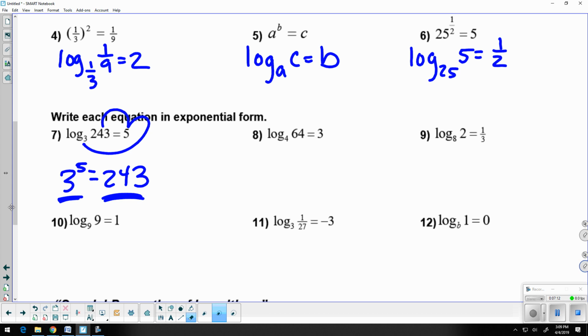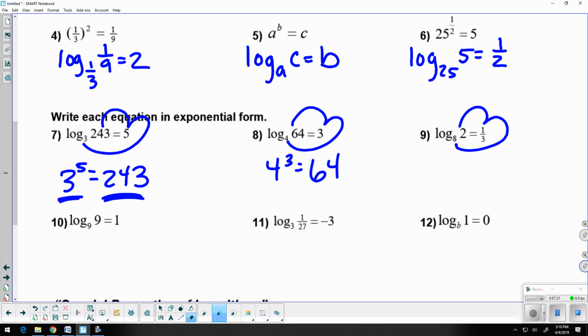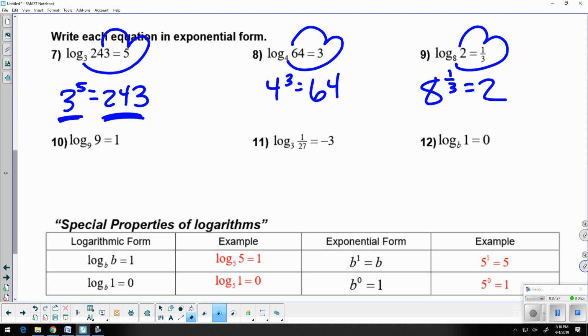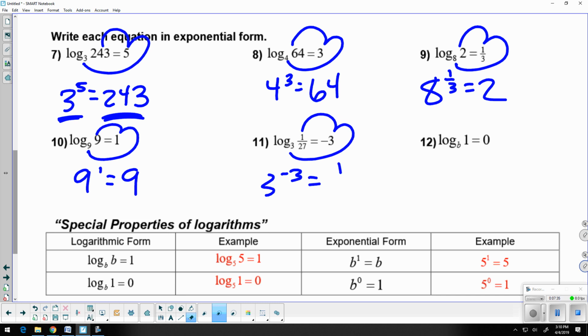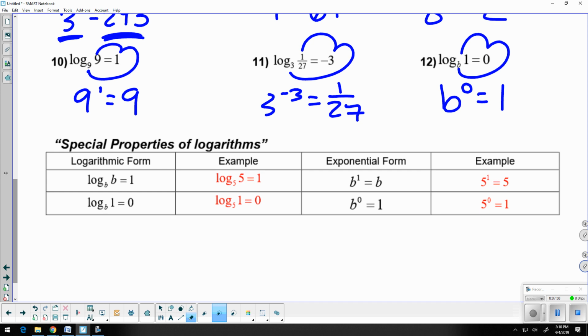Number 8, same thing, starting with the base of the log. 4 cubed is 64, so 4 to the 3rd equals 64. There's the exponential. 8 to the 1/3 is 2. Again, that's a true statement. The next one, 9 to the 1st power is 9, which is obviously true. Then we have 3 to the negative 3, which is going to be 1/27, and then b to the 0 equals 1. And that's it. Just knowing how to go from one form to the other, that's basically it so far. There are a few special properties down here, as you can see. It says log base b of b is 1.